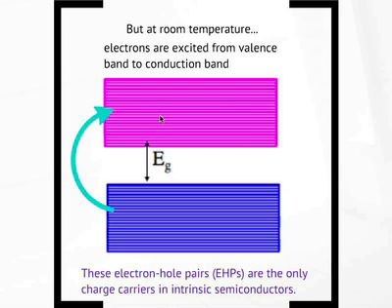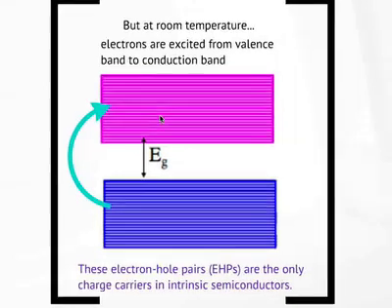Remember, also, one electron gives rise to one hole. So the number of electrons is equal to the number of holes in an intrinsic semiconductor. Again, much easier to analyze. Okay.